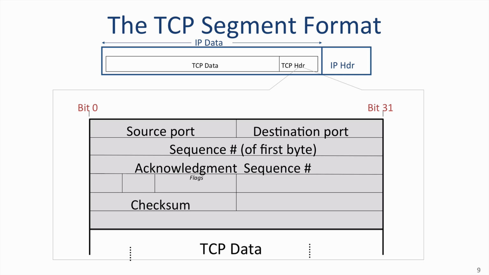The 16-bit checksum is calculated over the entire header and data and helps the receiver detect corrupt data. For example, bit errors on the wire or a faulty memory in a router. You'll learn more about error detection and checksums in a later video.